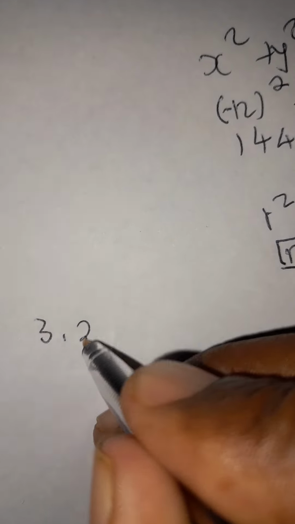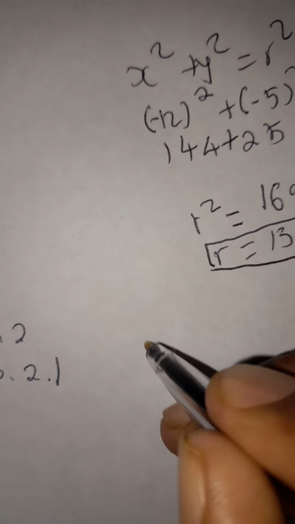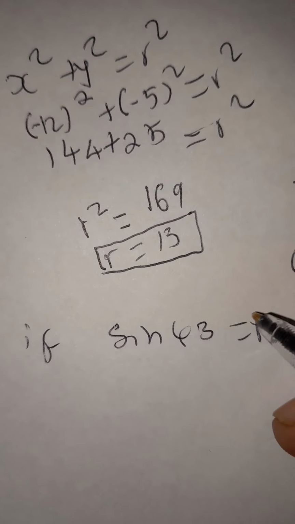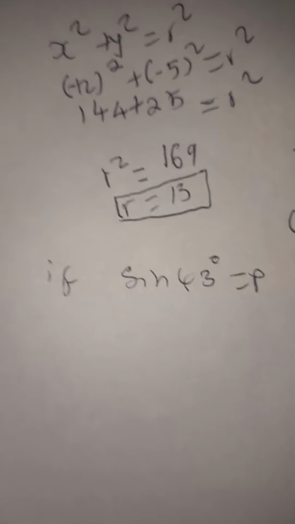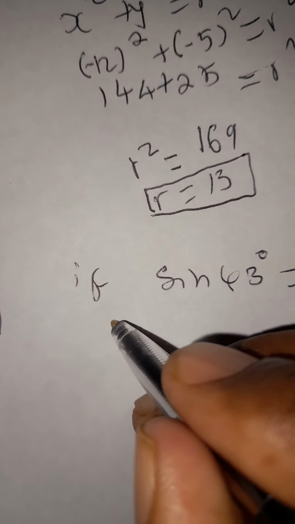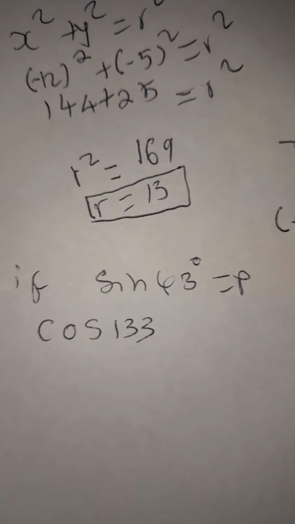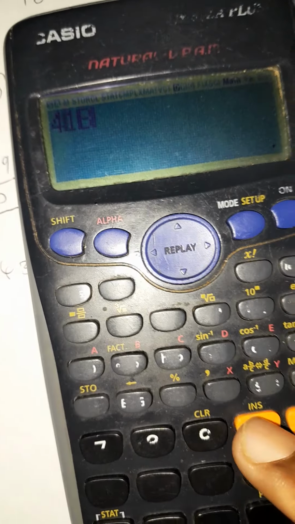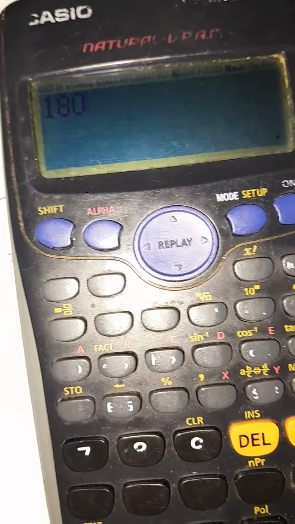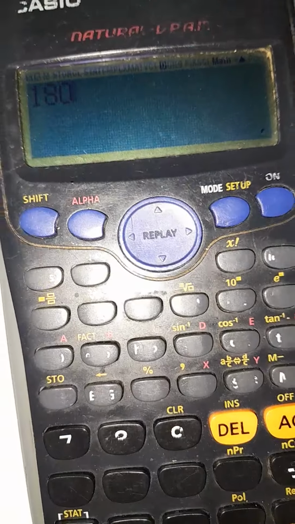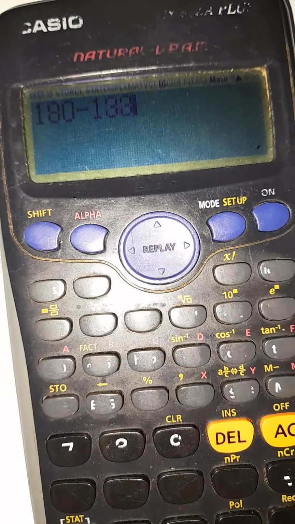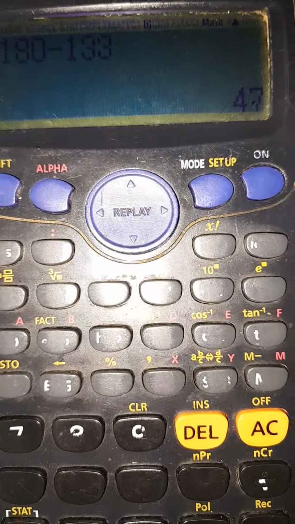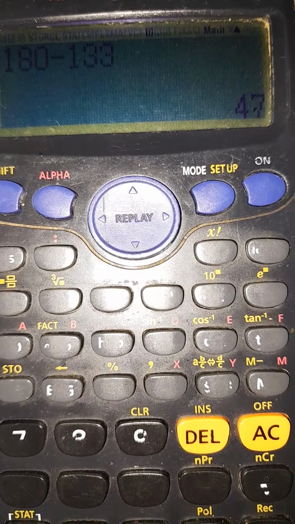Since at 3.2.1, we are told that if sine 43 is equal to p, first thing first, we need to write cos 133 in terms of p. So you have to reduce this by subtracting 180. Cos is closer to 180, that's why I subtracted 180. That gives me 47.